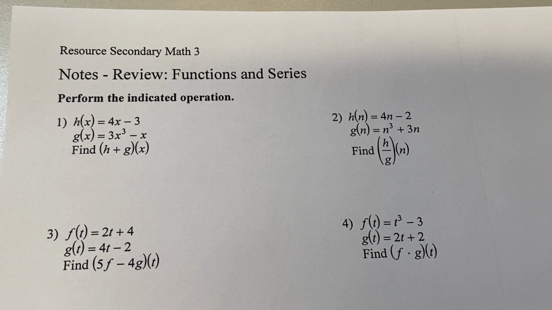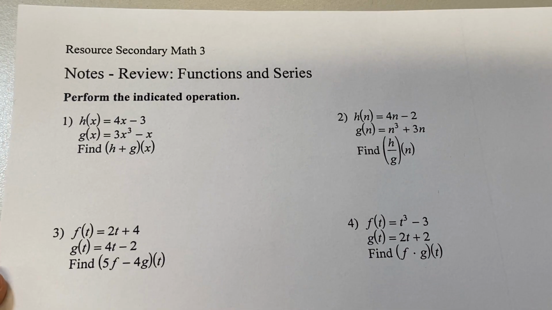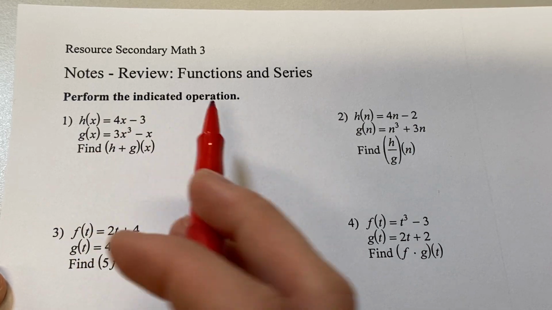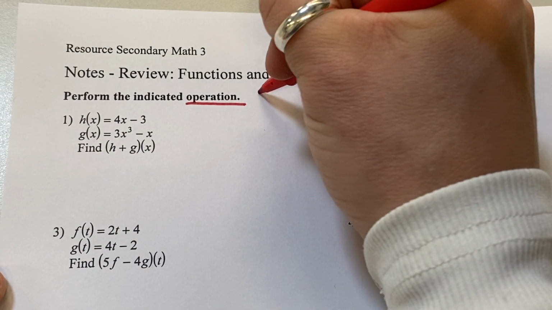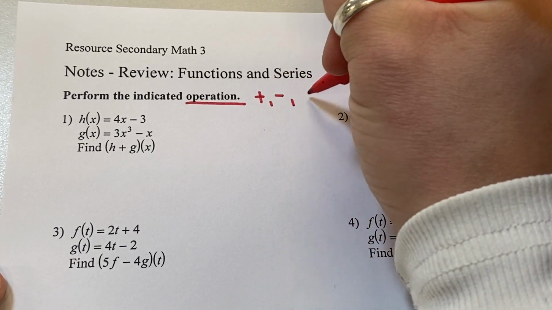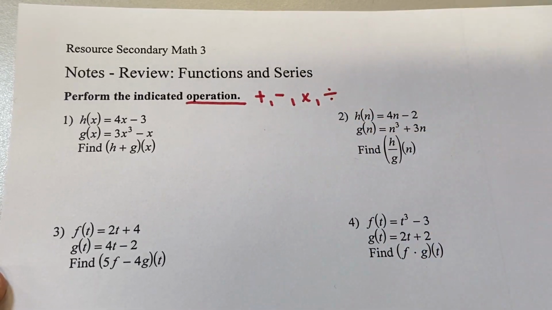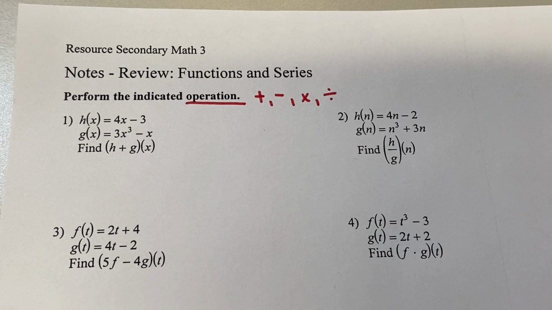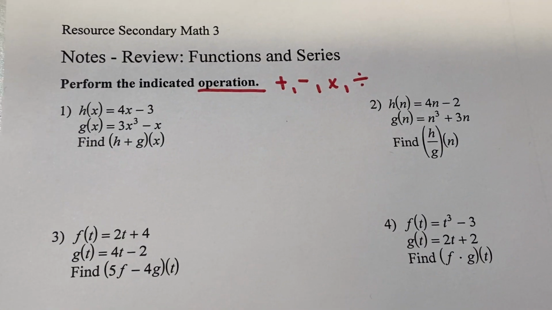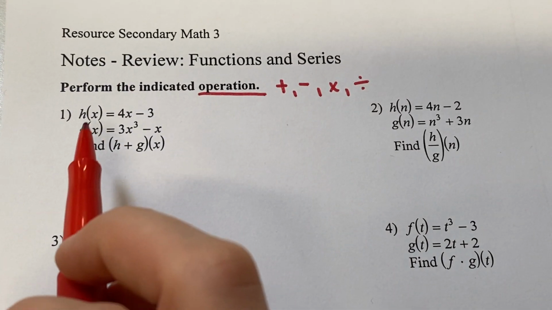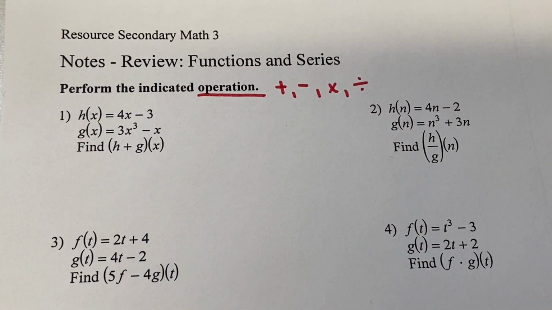Okay, so for numbers 1 through 4, it's asking us to perform the indicated operation. Whenever you see this word operation, you're thinking either add, subtract, multiply, divide. So we are given two functions. If we look at number 1, we're given our two functions, h of x and g of x. Just two functions, nothing too special about them.